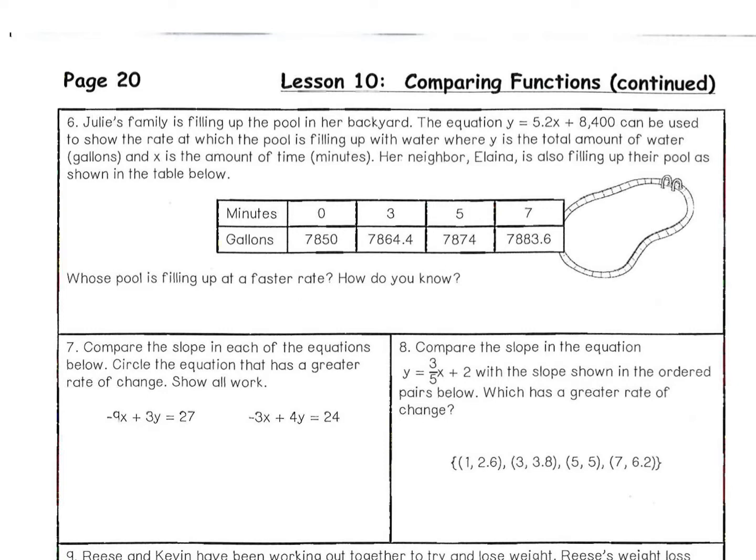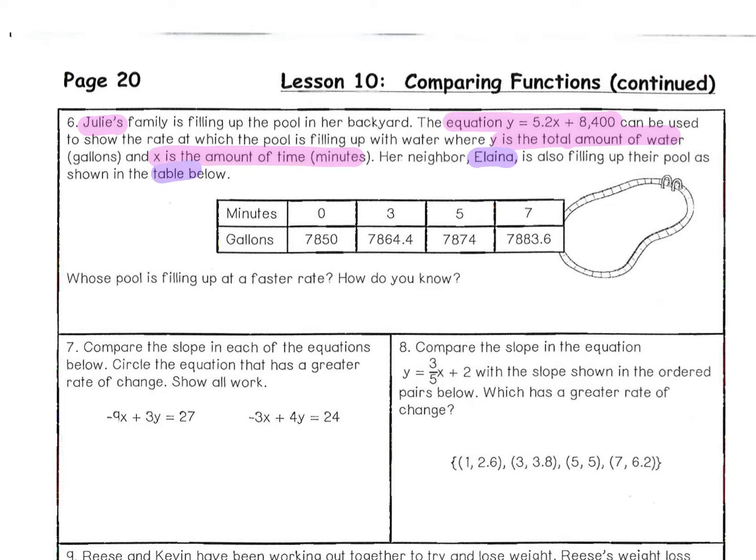So let's go back and highlight some important information. What do we think is important there? Well, Julie is filling up her backyard pool, and her information is represented with this equation. And this equation is in slope-intercept form. They go on to let us know that y, and we're looking for the change in y over the change in x, is the total amount of water in gallons, and x is the amount of time in minutes. Next, it says her neighbor Elena's information is in this table.